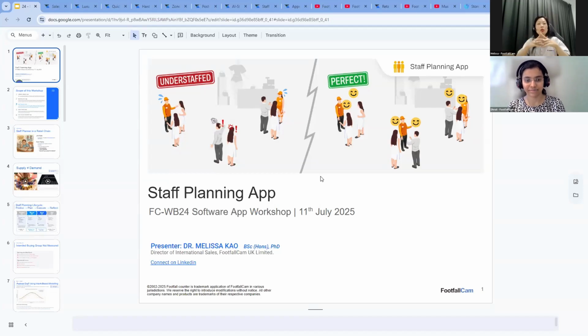So today we will be introducing a series of intelligent applications building on top of the FootfallCam V9 analytics platform. These applications are purpose designed to bridge the gap between data abundance and business execution.